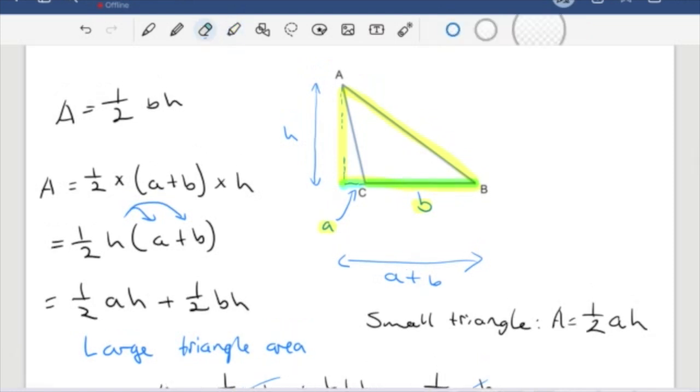But if we take away all the bells and whistles, so everything that I've added here, my formula is actually still going to be the same, where my B is my base of this triangle, and my H is the perpendicular height here.